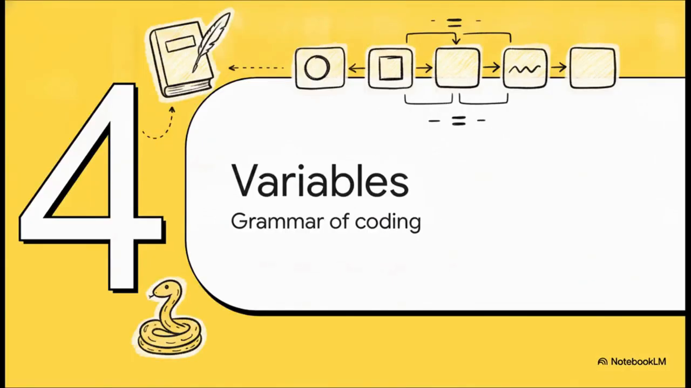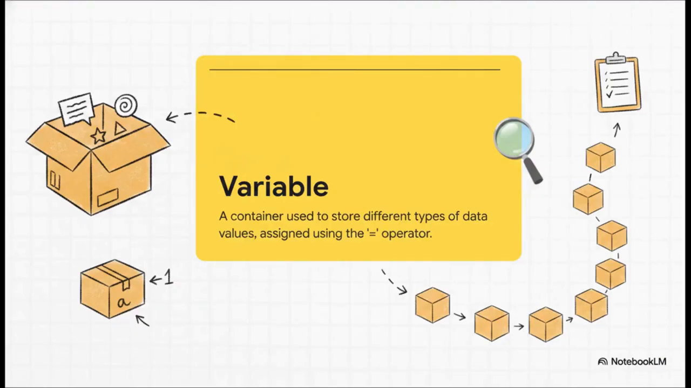Which brings us to Section 4, understanding variables. So the crucial point is, we need to learn the basic grammar of Python. The best way to think about a variable is simply as a container. Imagine a little labeled box where you can safely store different types of data. You assign a value to this container using the equals operator. For example, if you type a equals 1, a is your variable container, and 1 is the value safely tucked away inside.